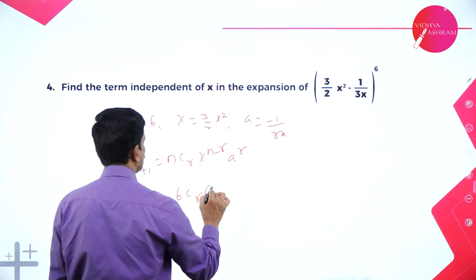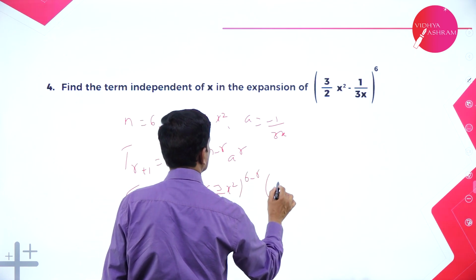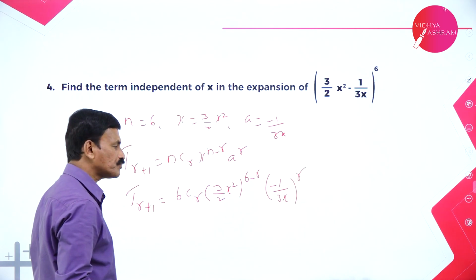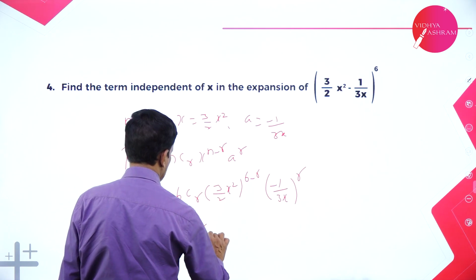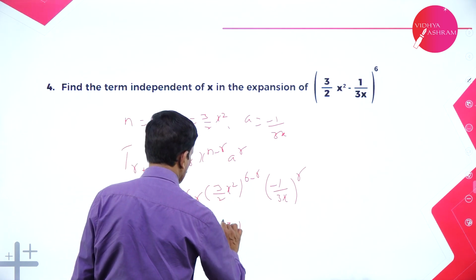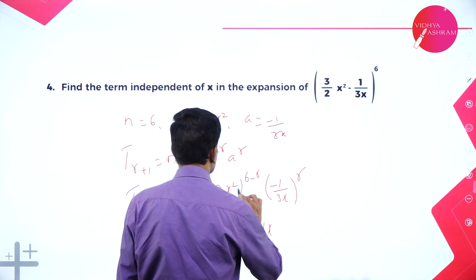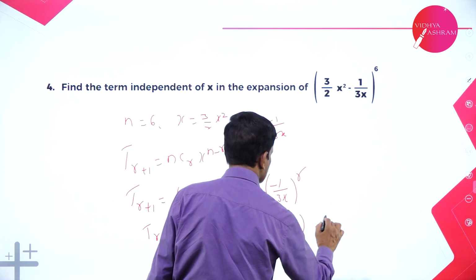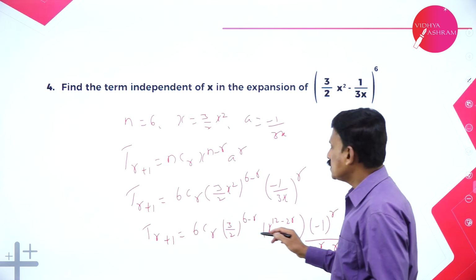6Cr x^r. What is x? (3/2 x²)^(6−r) × (−1/(3x))^r. So this can be written as T(r+1) = 6Cr (3/2)^(6−r) x^(12−2r) × (−1)^r / 3^r × x^(−r). Now just simplify.